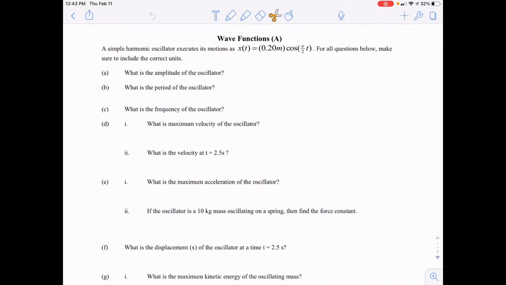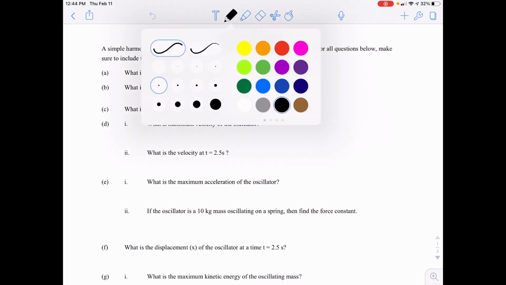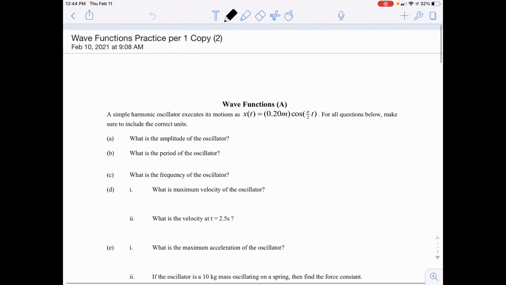Hello and welcome back. In this lesson, we're going to take a look at simple harmonic motion oscillators in terms of extracting information from a position versus time function. Let's begin. First thing we ought to know is the generic equation for a simple harmonic motion oscillator.